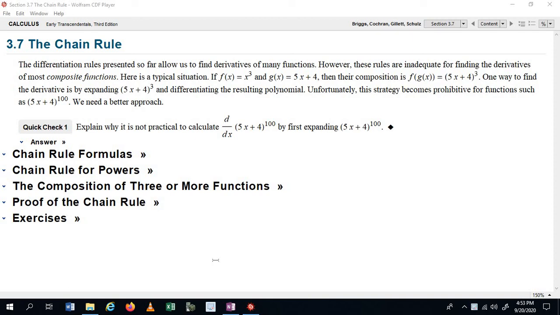Hello again. In this video, I'm going to go over section 3.7, which is about the chain rule. Now, the chain rule is another rule that we can use to find the derivative of certain functions. In fact, we use the chain rule to find the derivative when we have a composition of functions. And there's actually two forms of the chain rule. And in this video, I'm going to introduce both of those forms. So let's look at the first form.